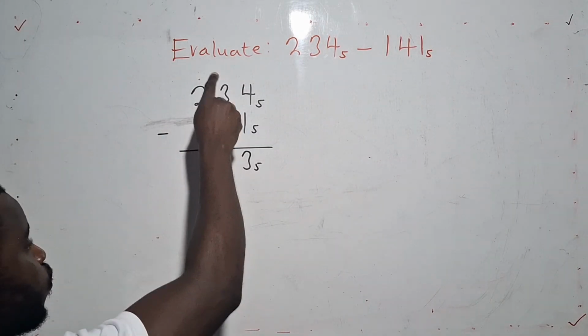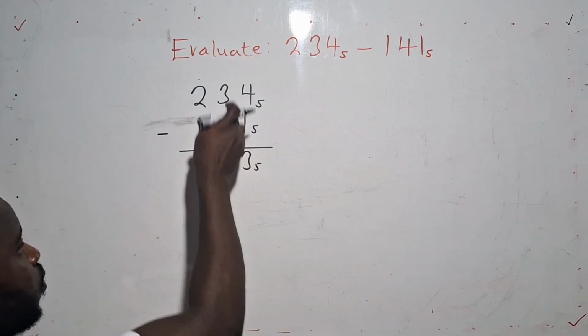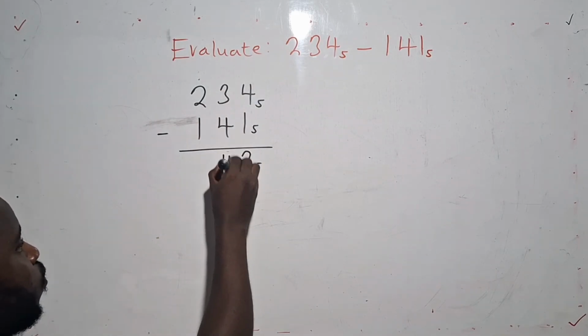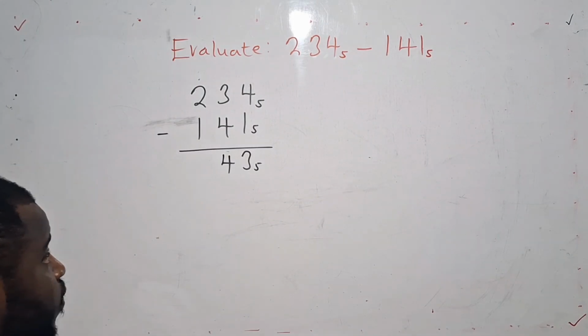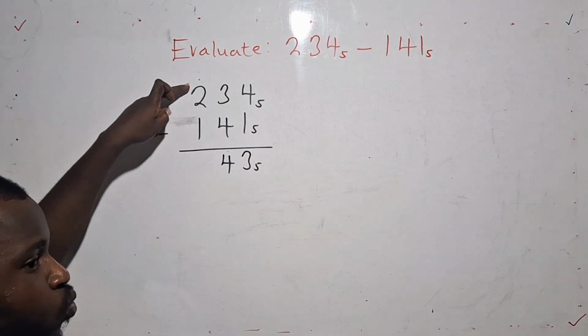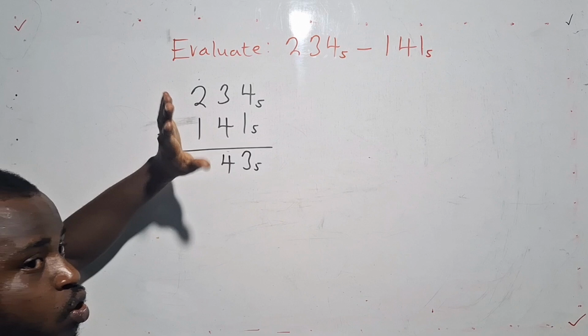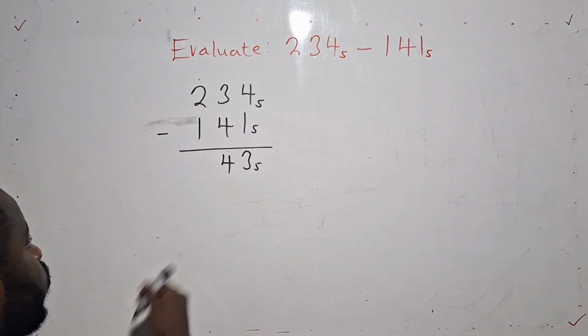Now, 4 from 8. 4 from 8 will give us 4. And 4 is accepted in base 5. Now you need to be careful. Here has left with what? 1. We have borrowed 1 here already. Here has left with 1. So 1 from 1 is 0.